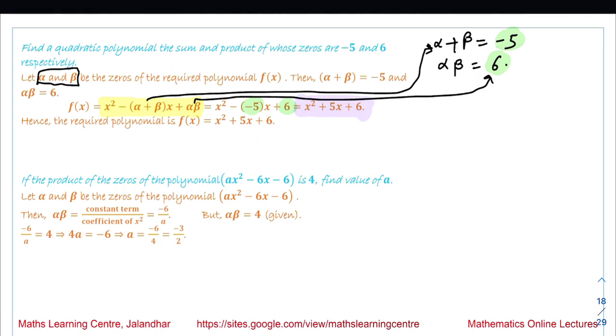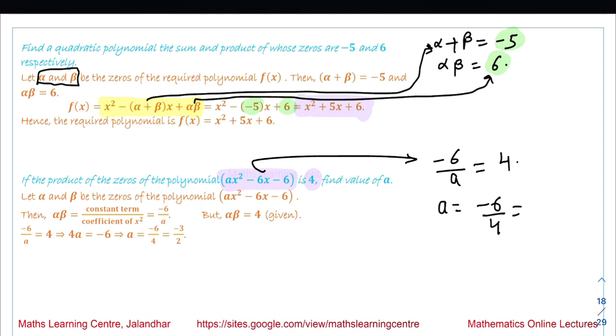Next, this polynomial is given to us and it is given that the product of its zeros is 4. We have to find the value of a. We know that the product of zeros will be −6/a, that is c/a, and its value is given to be 4. So it means the value of a will be −6/4, that is equal to −3/2. This is the value of a that is required.